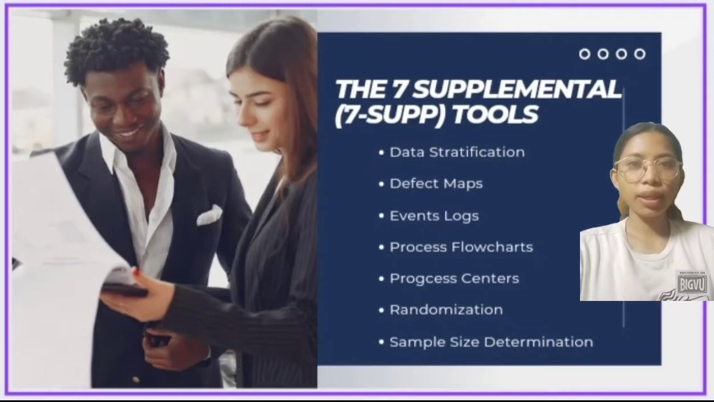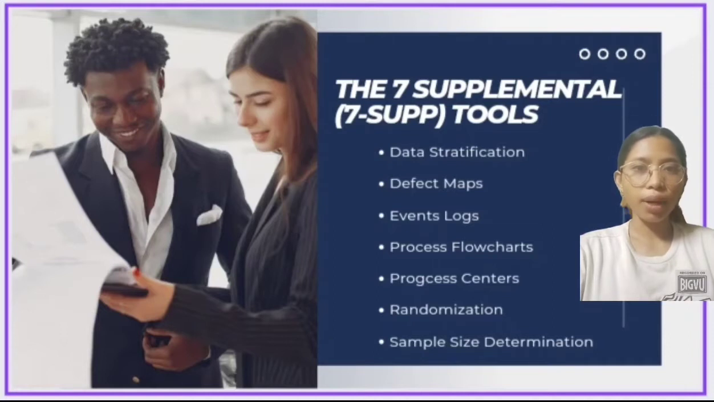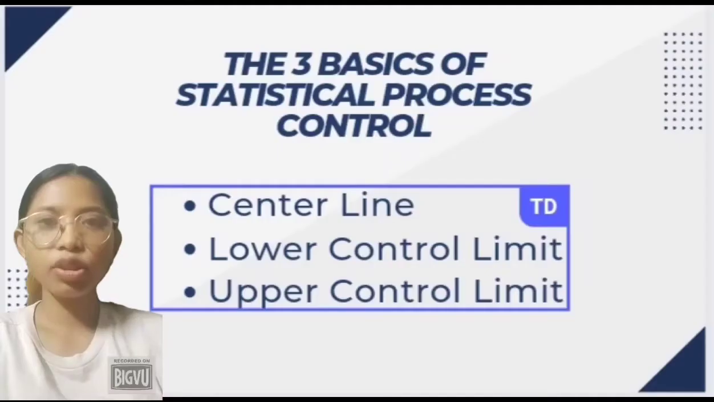The 7 supplemental. In addition to the basic 7 QC tools, there are also some additional statistical quality tools known as supplemental. 1 is data stratification, 2 is defect maps, 3 is event logs, 4 is process flow chart, 5 is progress center, 6 is randomization, 7 is sample size determination.